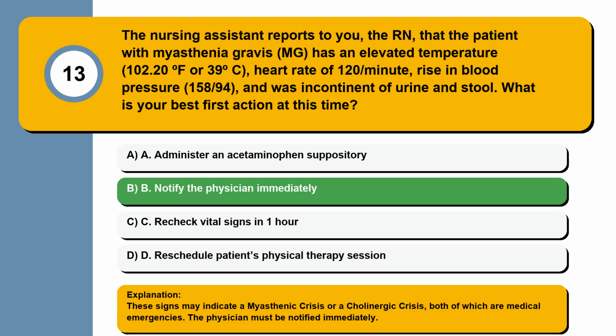These signs may indicate a myasthenic crisis or a cholinergic crisis, both of which are medical emergencies. The physician must be notified immediately.